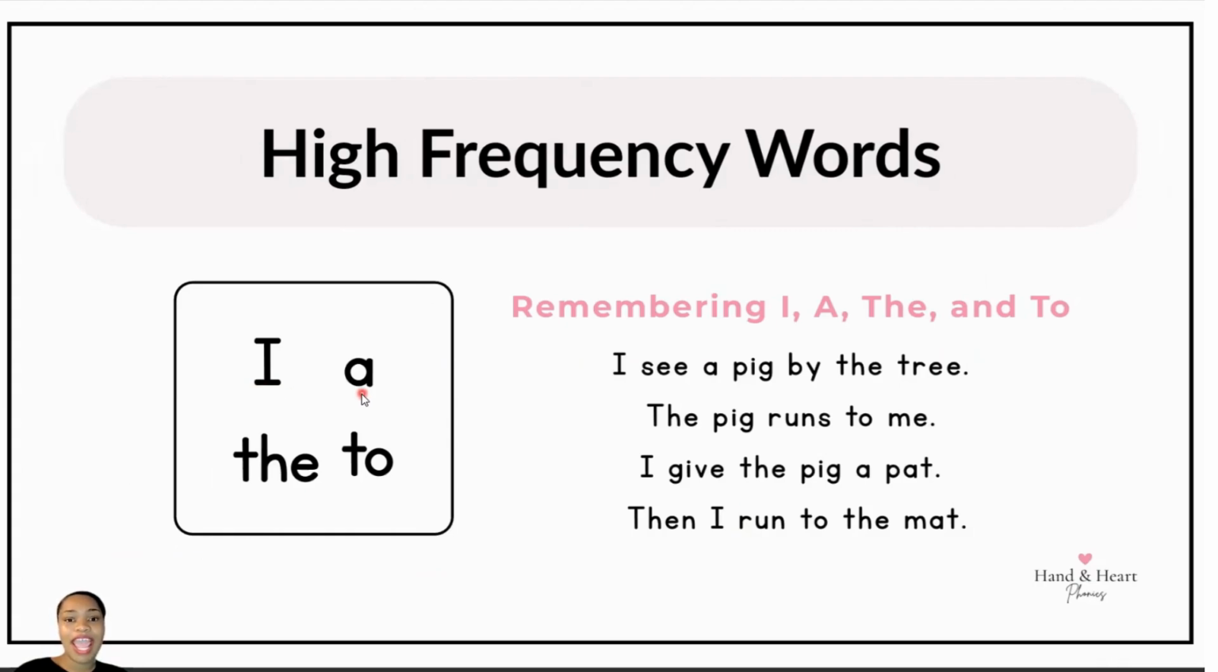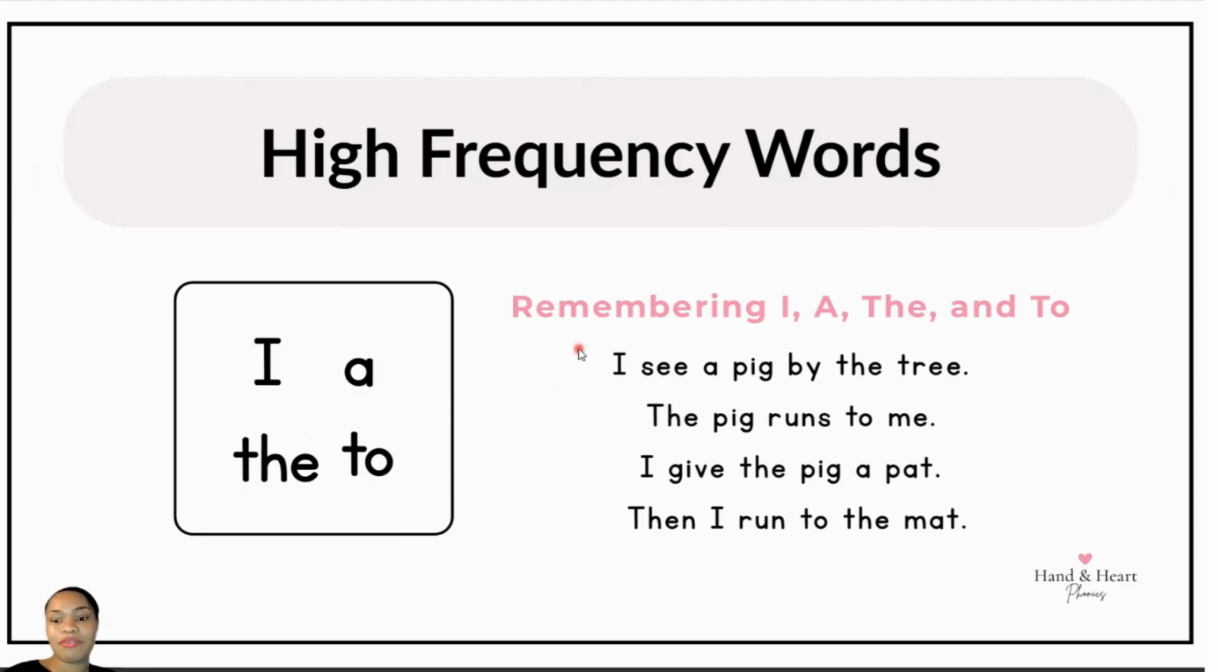Here we have the letter A. When reading the letter A, you may say a or a. Either one is appropriate. THE forms the or the. Remember that TH says th. You may either pronounce it the or the. TO just says to. So our high frequency words are I, a or a, the or the, and to.